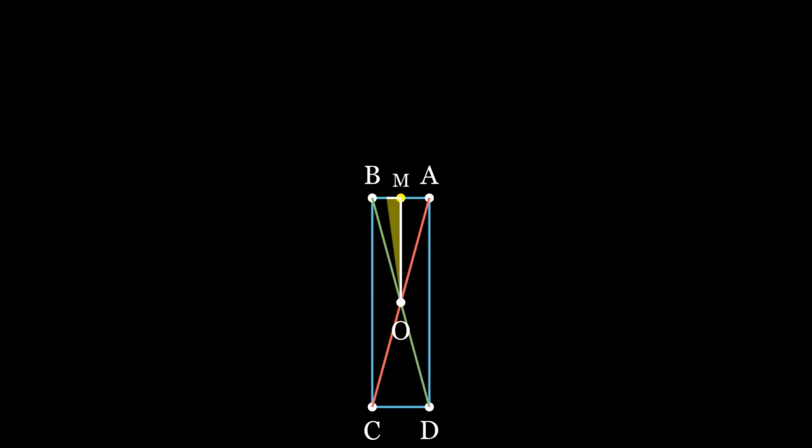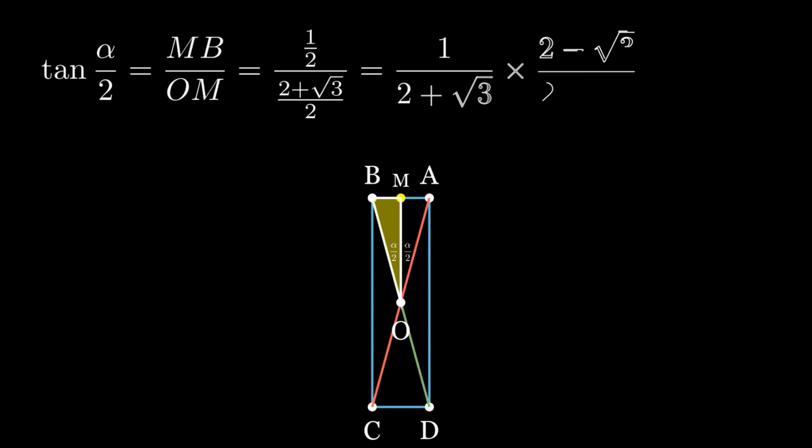First, we find the tangent of half the rotation angle. Using the relationship between the midpoints and diagonal lengths, we calculate tan of alpha over 2 equals MB divided by OM, which equals 1/2 divided by the quantity (2 plus the square root of 3) all over 2. Simplifying, this becomes 1 over (2 plus the square root of 3), multiplied by (2 minus the square root of 3) divided by (2 minus the square root of 3). This equals 2 minus the square root of 3.